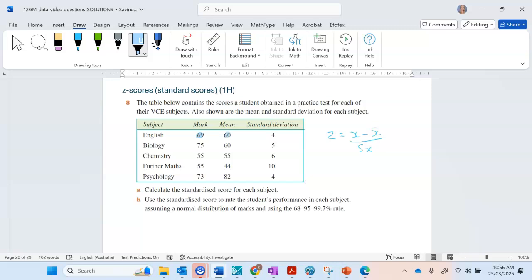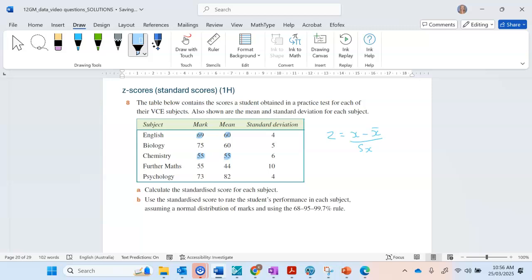So we know that we're going to get a Z score that is above 0. If we have a look at chemistry, the mark and the mean are equal. All right, so that means you're going to get a Z score of 0. So your Z just tells you how you compare to the rest of the group.